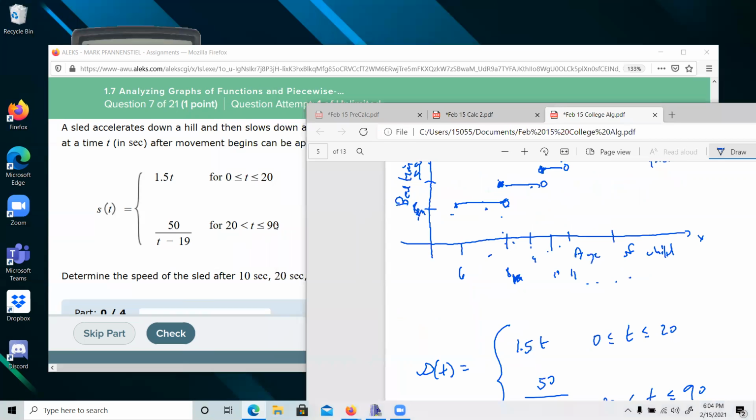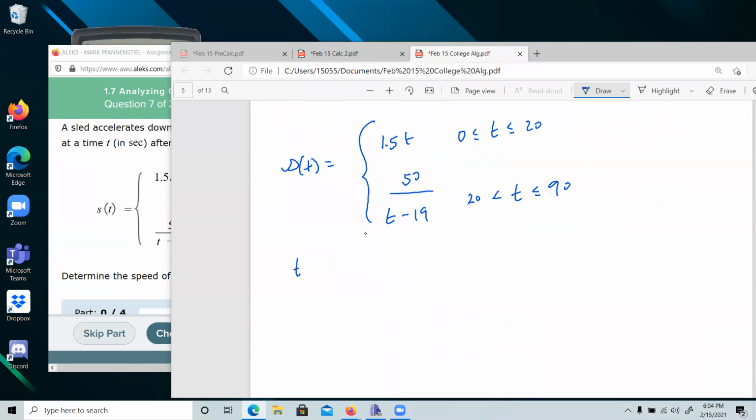And then from 20 up to a minute and a half, who's staying on a sled for a minute and a half after it starts slowing down? I guess this person is. So after 20, we're going to start slowing down and see what happens. Okay, so determine the speed after 10, 20, 50, and 90 seconds.